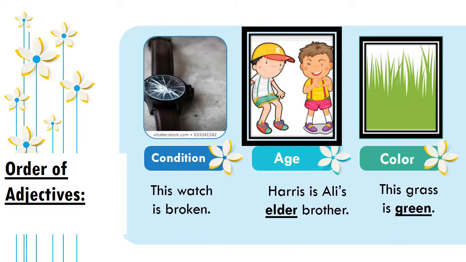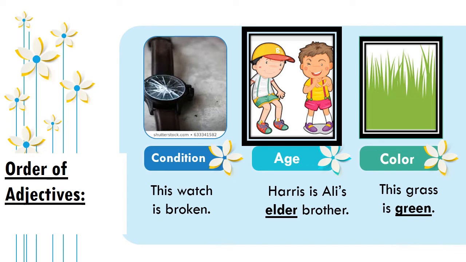On the fourth place in the order of adjectives is condition. For example, this watch is broken. Here, the adjective broken tells us about the condition of the watch. Likewise, good, bad, sick, healthy, fresh, clean, dirty, cold, hot, dead, alive are different kinds of conditions, and we always place the condition in a sentence after the shape at the fourth place.